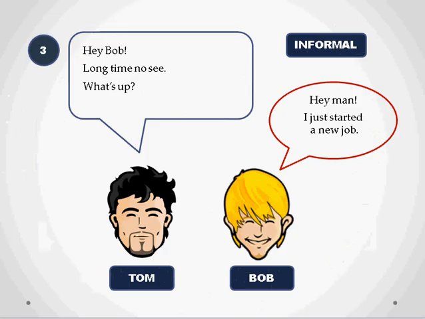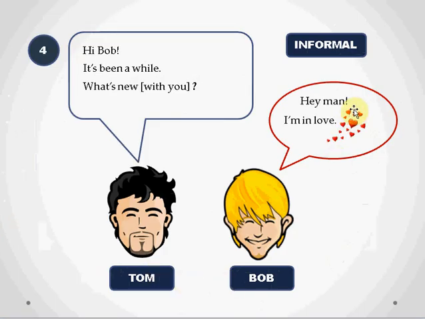Let's look at another example. Here, again, informal language between Tom and Bob. And Tom would say, "Hi Bob, it's been a while. What's new? What's new with you?" You can combine these sentences one after another. "Hi Bob, it's been a while. What's new with you?" And Bob would say, "Hey man, I'm in love." So here, Bob is telling what's new in his life. And the novelty in his life is that he is feeling in love.